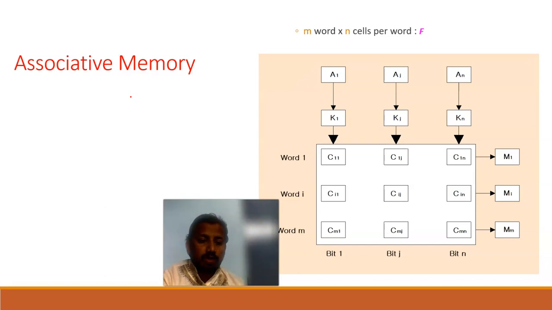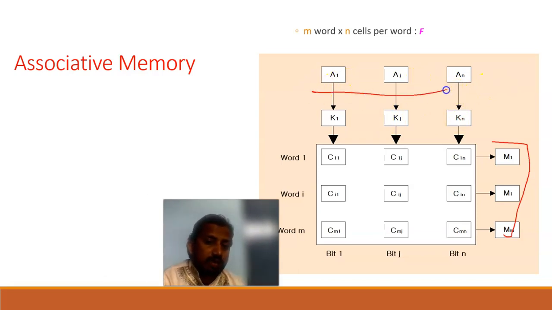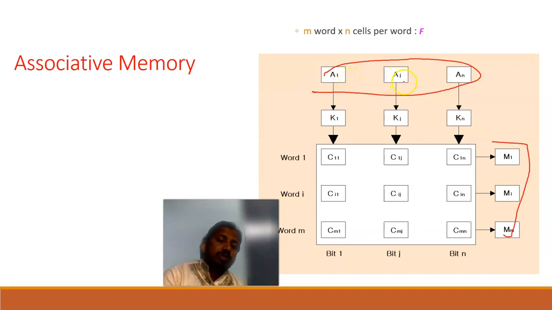The same thing is being shown over here in the form of this expression: M words, N cells per word. Here N cells means N-bit word. The word length is N bits in the memory. How many words are there? M words are there. So M words means the match register would be of size M. And here I have started with A1 till AN because the word length is N. So this is your argument register, which is A1, A2, proceeding to Aj, and the last one would be AN. Similarly, the key register would be of the same size, K1 to KN. And these are the words over here, which are represented with C. They would be in the memory.